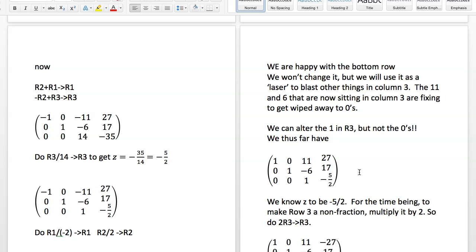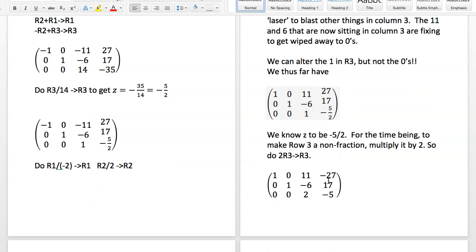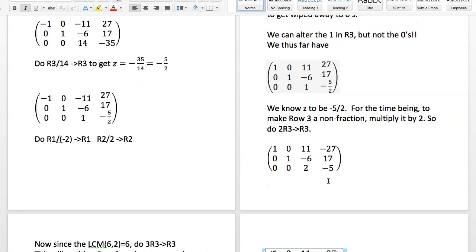So what about... Okay, so here we go. Here's our magic guy. Now, I like not to have fractions if I can help it. It's not that I can't have fractions. It's just they make the math so hard. So I'm going to multiply the row 3 by 2 and place it into row 3.